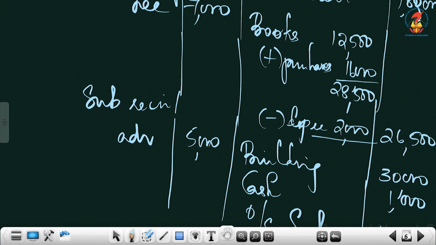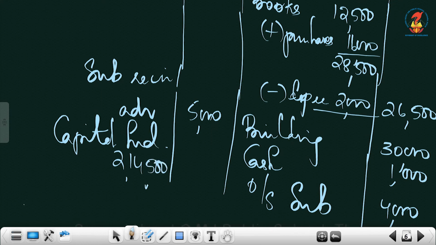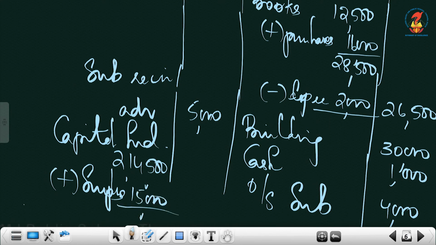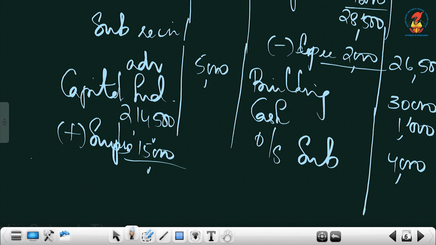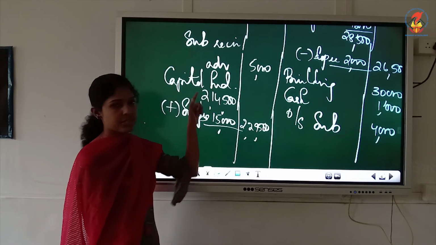space there. You don't have to leave space. You have to write one item, that is capital fund. Take the opening value 2,14,500. With that you can add surplus. The surplus figure is 15,000. So, in that outer column you can write 2,29,500. In your textbook they have added that life membership fee also here.